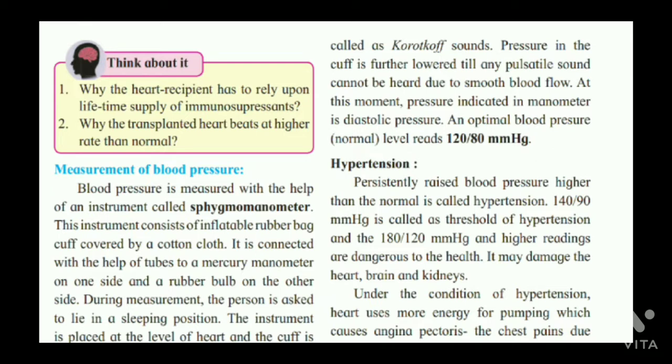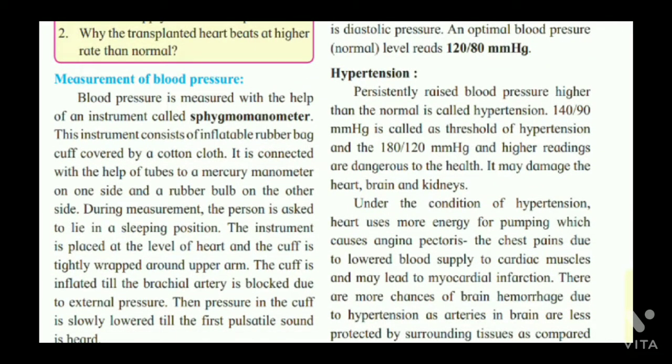Hypertension. Persistently raised blood pressure higher than normal is called hypertension. 140 by 90 mm Hg is called the threshold of hypertension, and 180 by 120 mm Hg and higher readings are dangerous to health. It may damage the heart, brain and kidney.